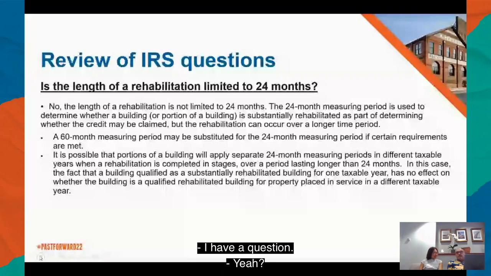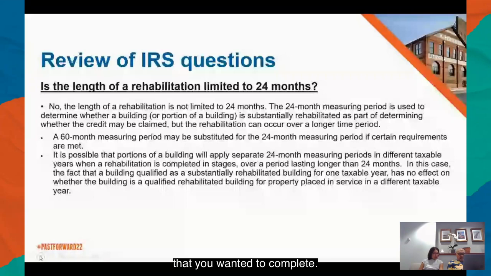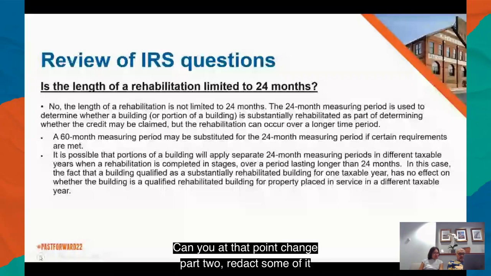I have a question. Say you start a project, you identify all the work that you want to do, and then you decide to scale back that project. So you've done maybe 3 out of the 10 points that you wanted to complete. Can you at that point change part 2, redact some of it, and basically complete the project as such?